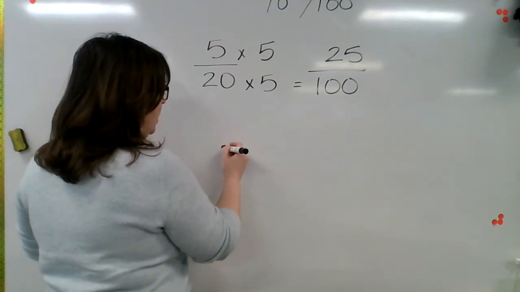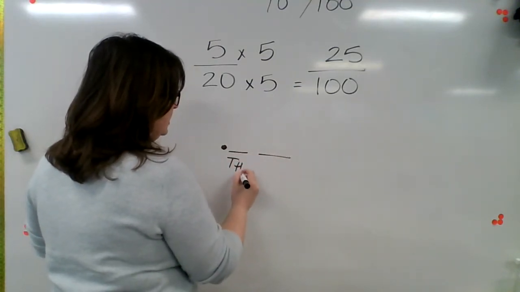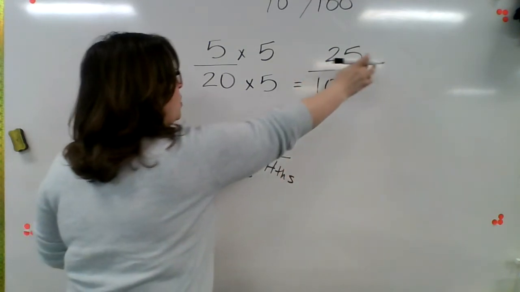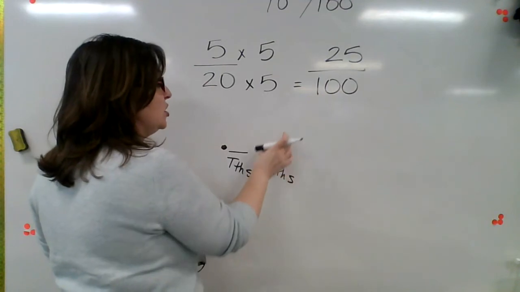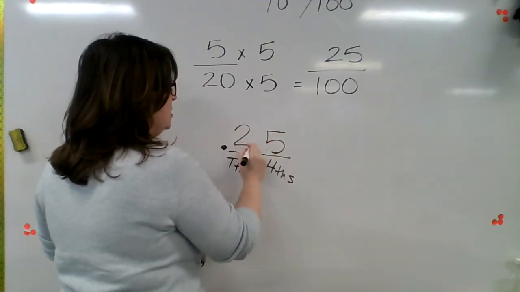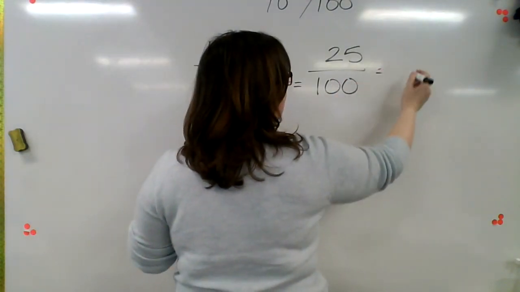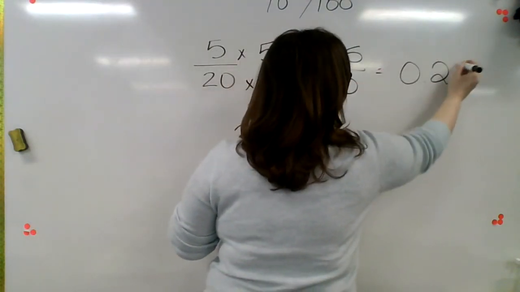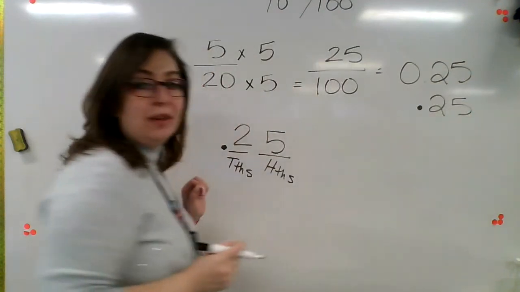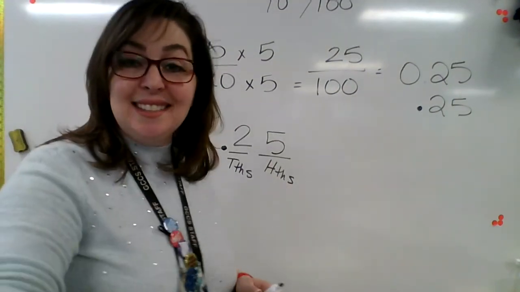So thinking back to our place value, this is our tenths place. This is our hundredths place, right? So I've got 25 hundredths. So my answer should end here. So my 5 goes here and my 2 goes here. So 25 hundredths is the same as a decimal written like this, or you could just use your decimal and do that. Okay? And that is how you convert fractions into decimals.